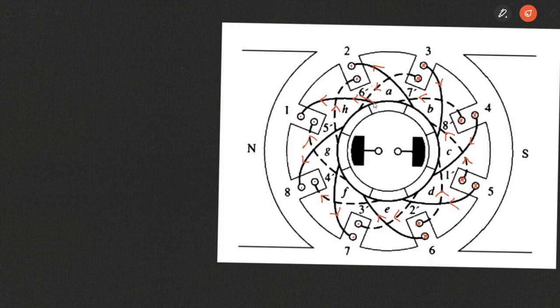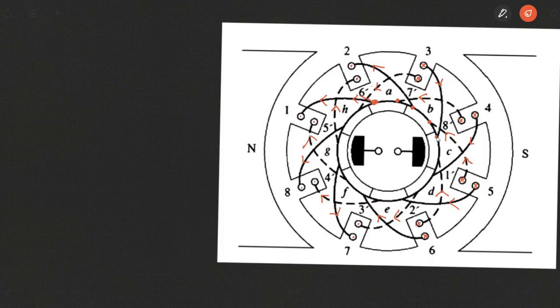Let us take commutator segment A. There are two coils, one is actually 1 and 4. In one segment the coil current is moving in, and from another segment the coil current is moving out. At this segment again, the current is moving in, and the current is moving out and moving in.